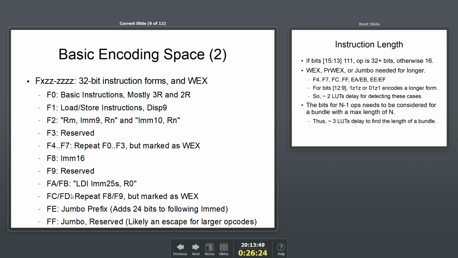So FC and FD repeat F8 and F9, but are marked as WEX. This part is different from before, where F9 was effectively the same as what FC is now, and F9 and FD as distinct blocks didn't exist yet. This spot here is where the 48-bit instructions previously went, but I ended up dropping those and moving F8 into here. That was mostly for encoding reasons, to try to make the encoding somewhat consistent.